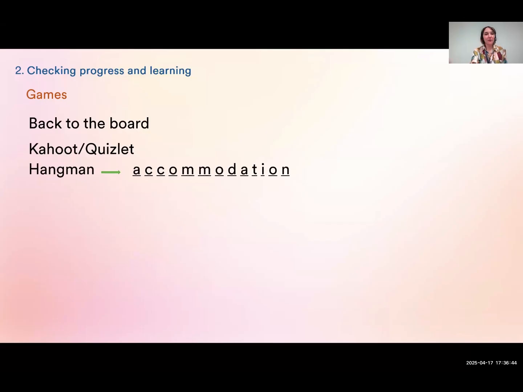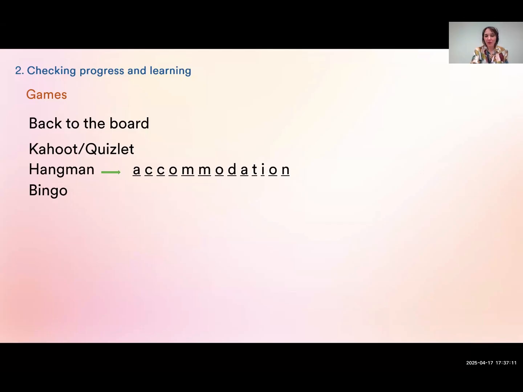Okay, spelling again, especially for vocabulary. Hangman, where they have to kind of come up with letters and be able to spell and work out the word. Bingo, yeah, in different forms, through sentences or just words. Yeah, different ways to engage them.